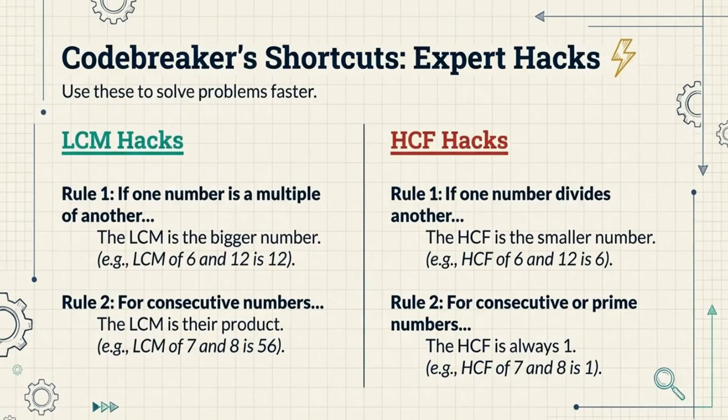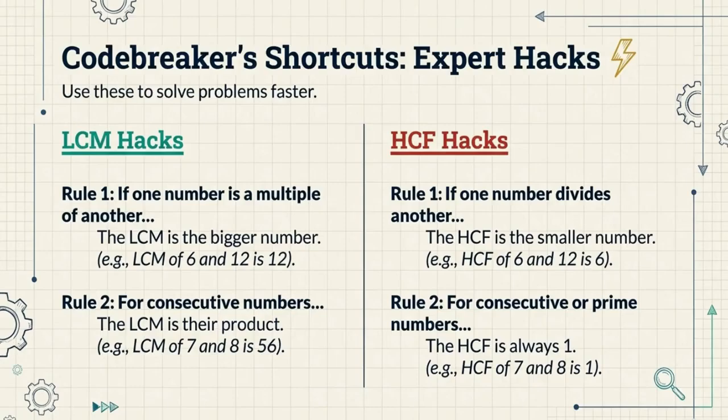You know the official method. Now do you want the cheat codes? Use these to speedrun your exams. LCM hack. If one number is a multiple of the other, like 6 and 12, the LCM is just the bigger number, 12. HCF hack. For those same numbers, the HCF is the smaller number, 6.